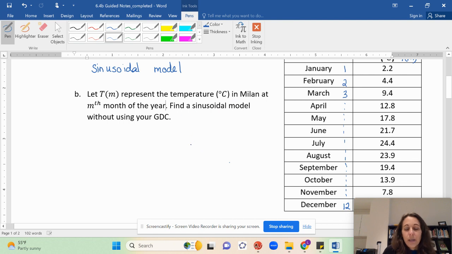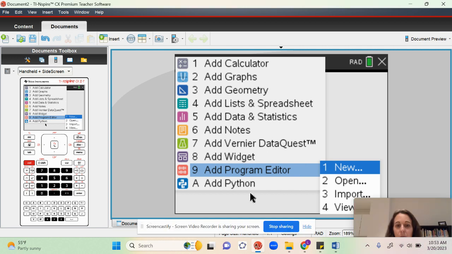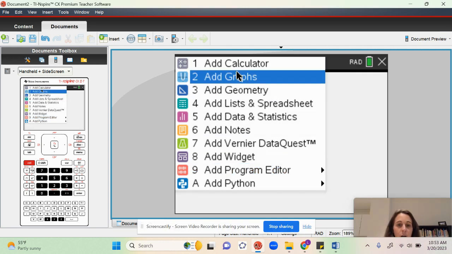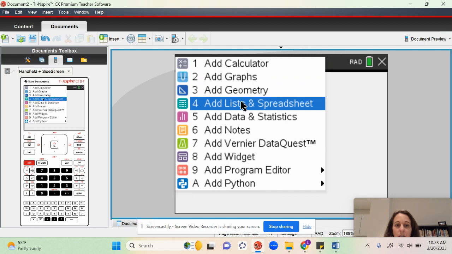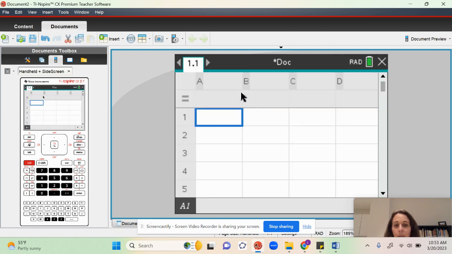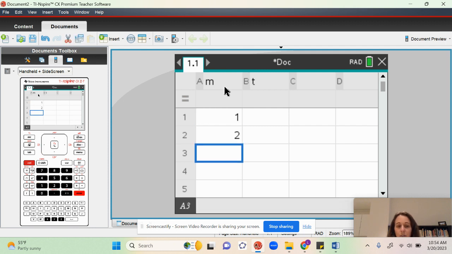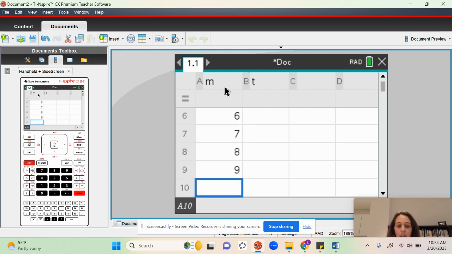Now let's practice graphing the scatter plot first in the calculator, just so we can see what this looks like. Remember, first we open a new document and go to lists and spreadsheets, number 4. Go up to the very top where we have A, and I'm going to put an M there for month, and a lowercase t for temperature. So we have month and temperature, 1, 2, 3, 4, 5, 6, 7, 8, 9, 10, 11, and 12 months.